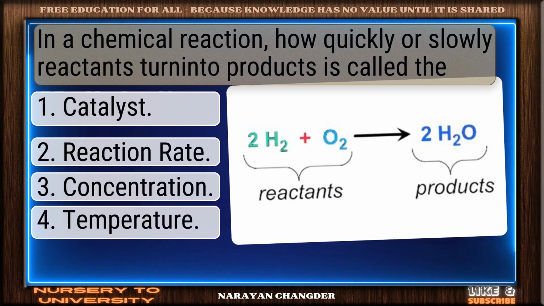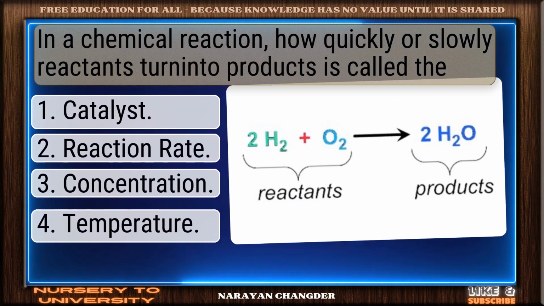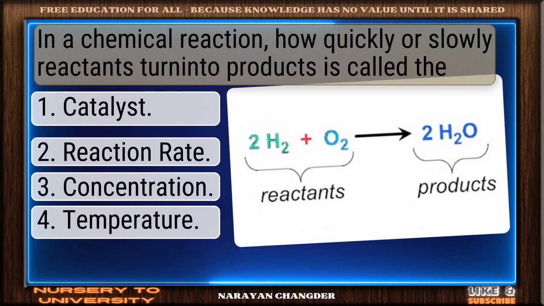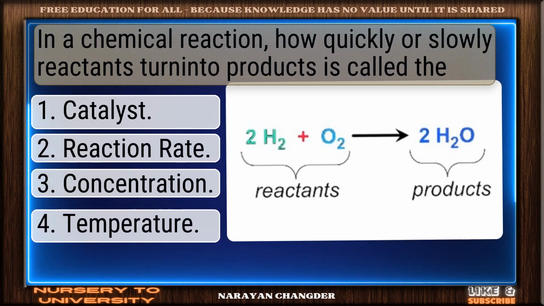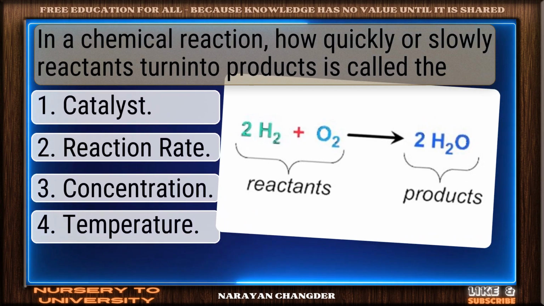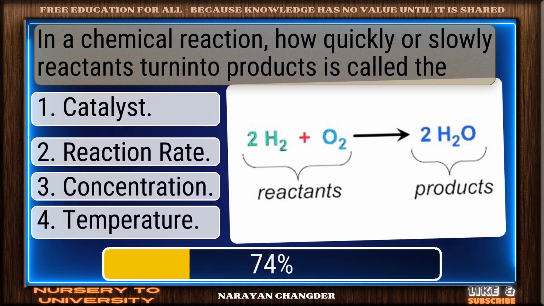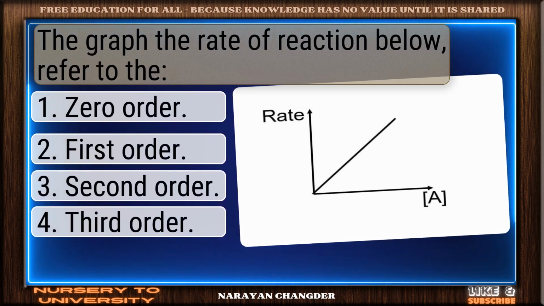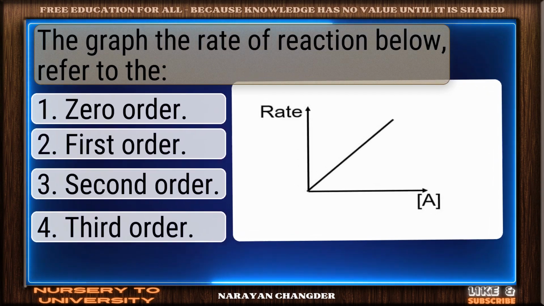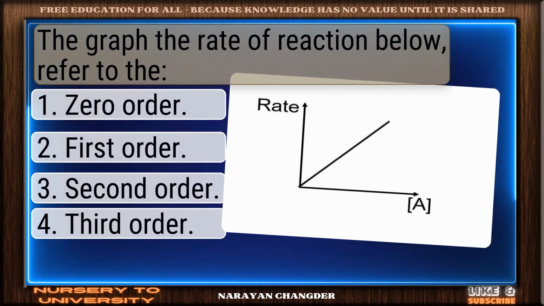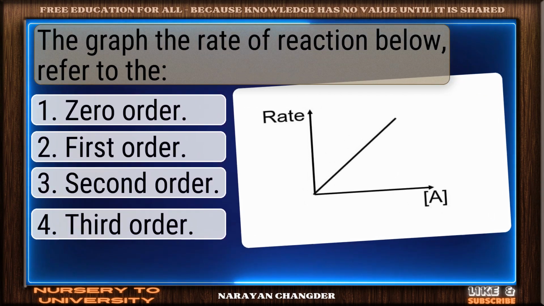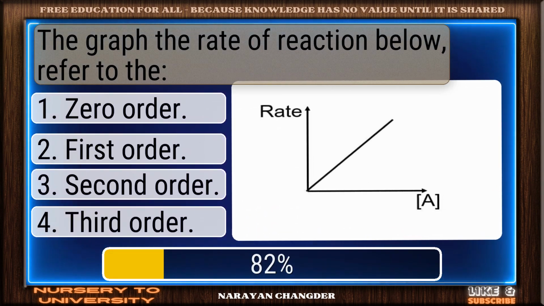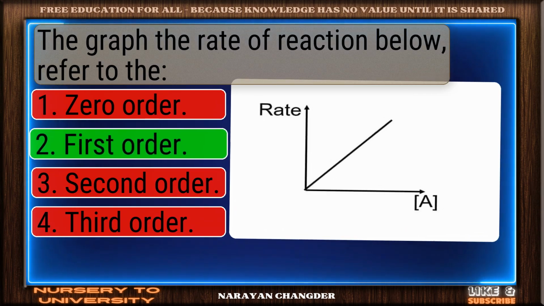In a chemical reaction, how quickly or slowly reactants turn into products is called the Option 1, catalyst. Option 2, reaction rate. Option 3, concentration. Option 4, temperature. You're on fire, reaction rate. The graph of the rate of reaction below refers to the Option 1, zero order. Option 2, first order. Option 3, second order. Option 4, third order. Keep it up, first order.